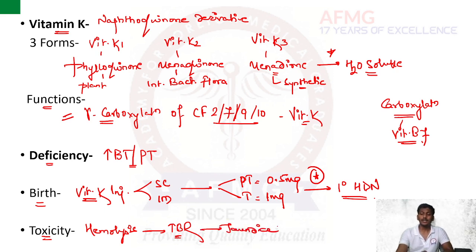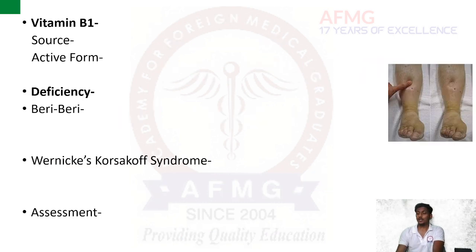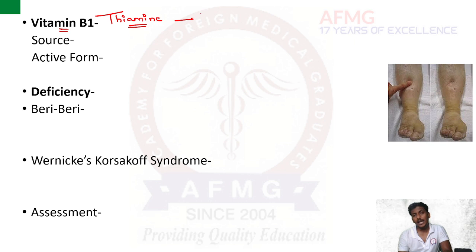Please remember this. If I move further now, talking about the next vitamin, that is vitamin B1. Now starting with the water soluble vitamins and the B complex vitamins. Vitamin B1 is also known as thiamine. I hope all of you are quite aware. Please remember, thiamine usually contains a pyrimidine ring in it.